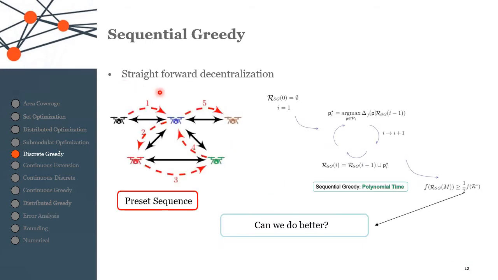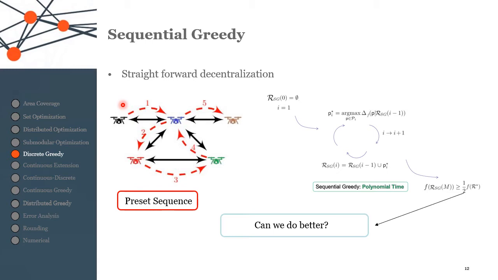Sequential greedy is really straightforward to decentralize, given that the sensors are smart, and over the communication graph we already have a preset sequence that the sensors or agents can communicate over. Then we can just implement the sequential greedy. The first sensor can choose its best location, go sit there, and communicate the location to the second sensor, and the second sensor can decide on its strategy, and so on.